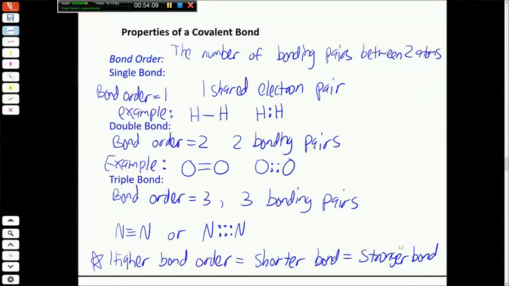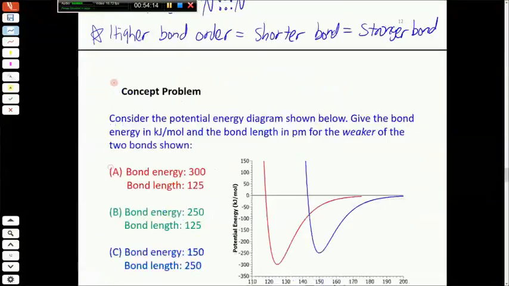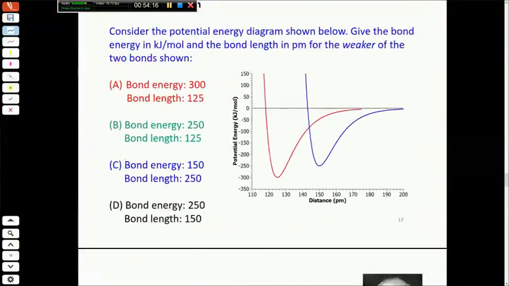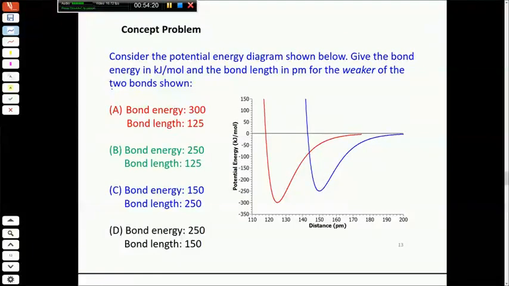Okay, so that's another important relationship that we'll be able to use when we're predicting properties of bonds. All right, let's do one quick sample problem. So we have 2 potential energy diagrams shown here on top of each other. We want to give the bond energy and the bond length for the weaker of the 2 bonds shown. Okay, so remember that a weaker bond means you have a smaller bond energy. So we want to figure out which of these 2 bonds is weaker first.